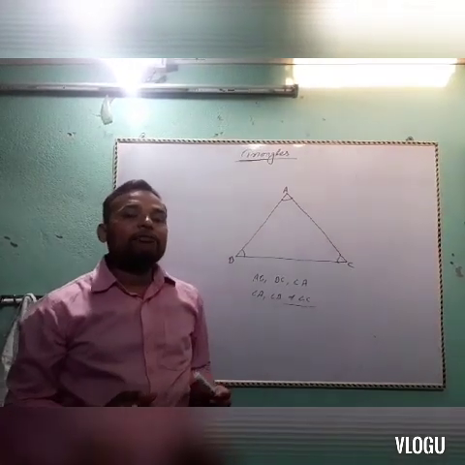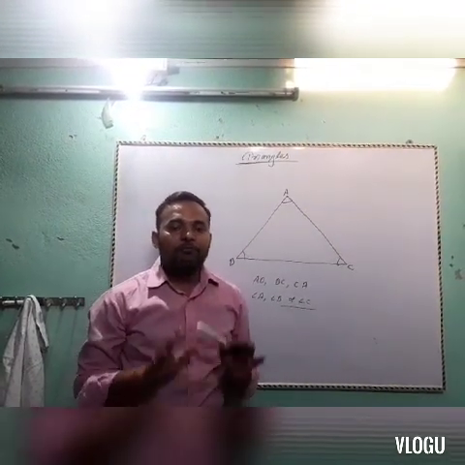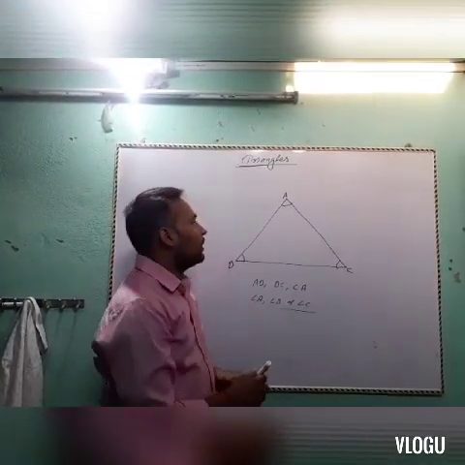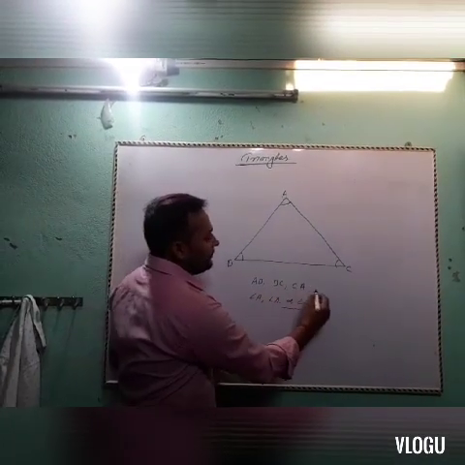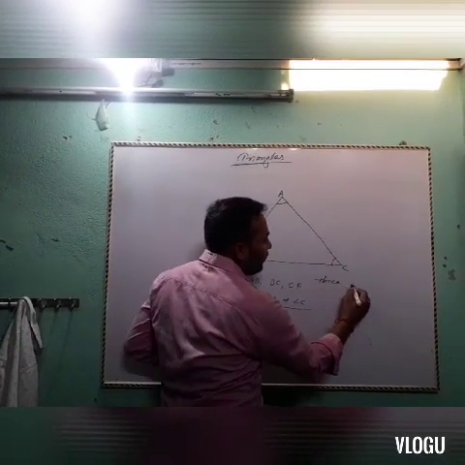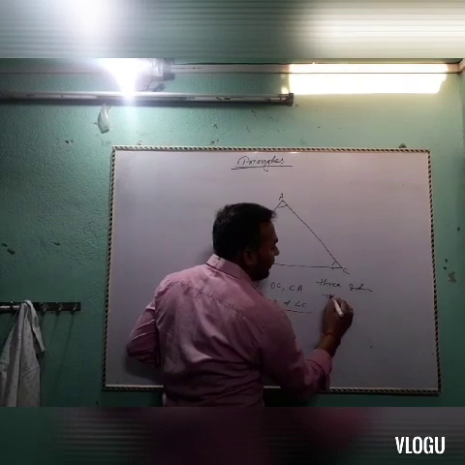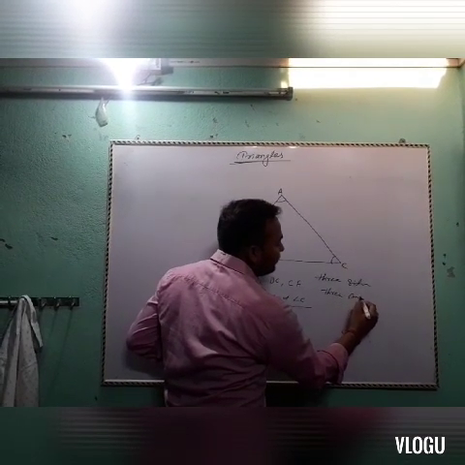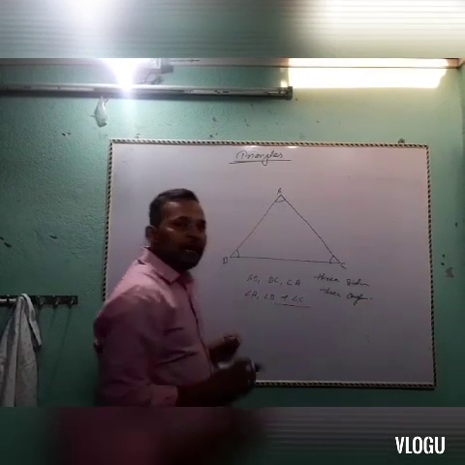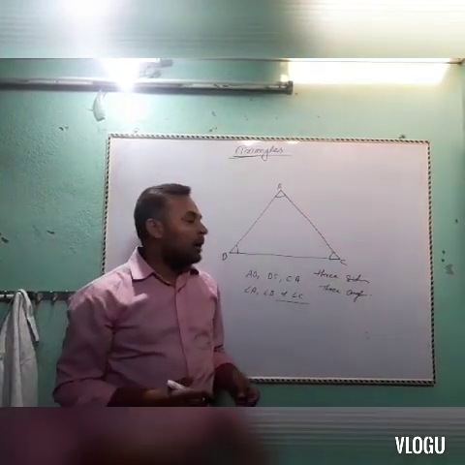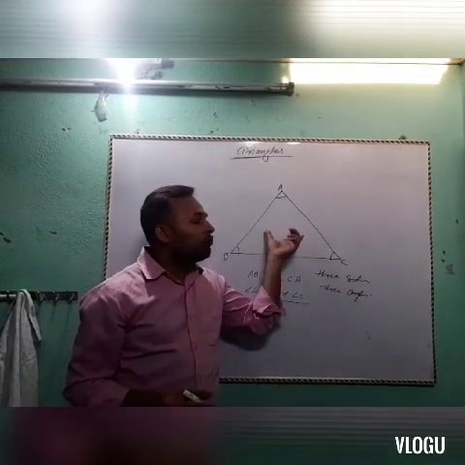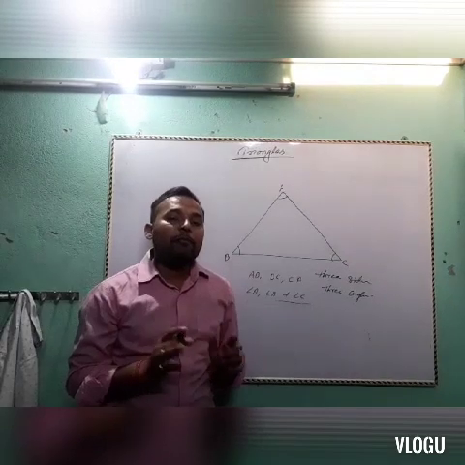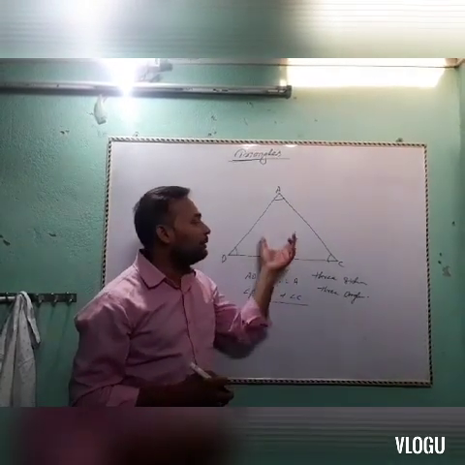A triangle has six parts: three sides and three angles. Three sides and three angles are the parts of a triangle. There are six parts of a triangle ABC.